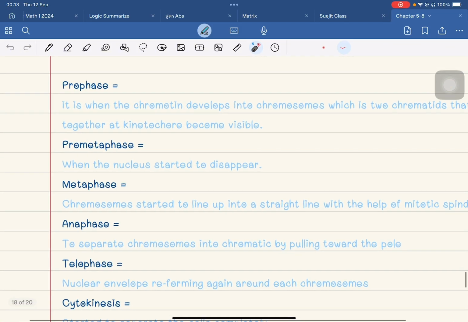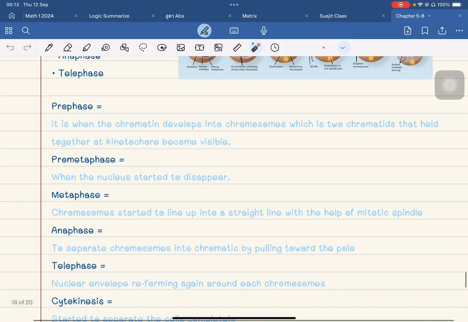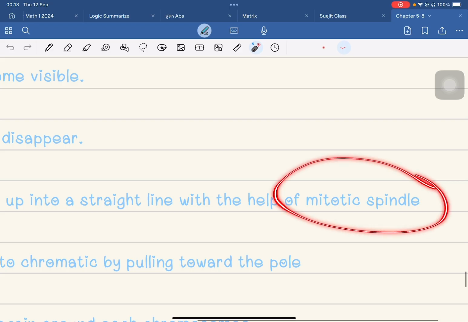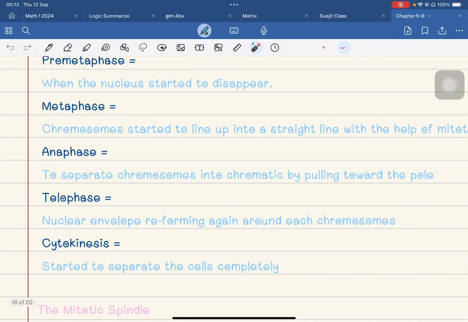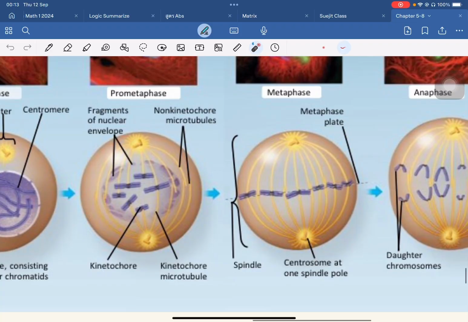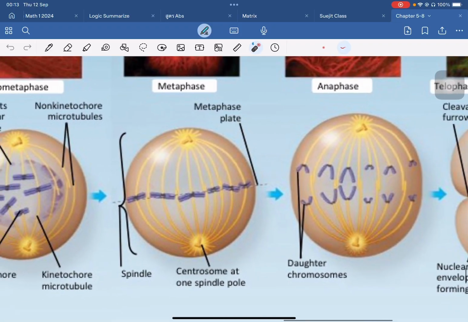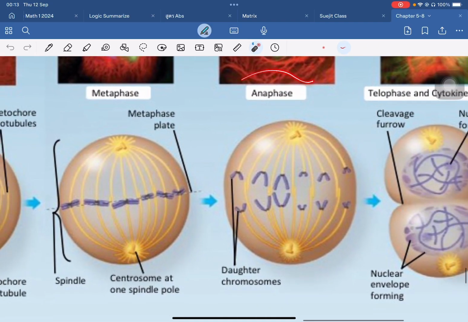Then the next stage is the metaphase. The chromosomes will start to line up in a straight line with the help of the mitotic spindle, which we're going to learn next. And the anaphase separates the chromosomes into chromatids by pulling them toward the two poles. As you see, after they line up at the metaphase plate, at the anaphase stage they separate, and we call those the daughter chromosomes.